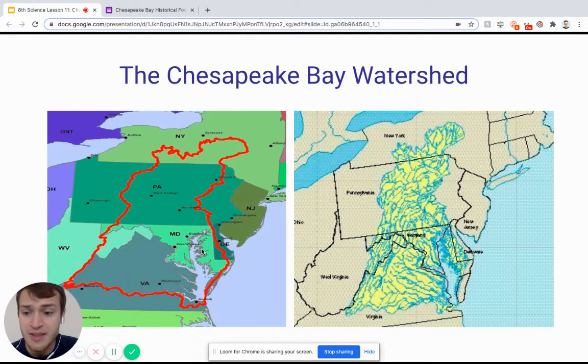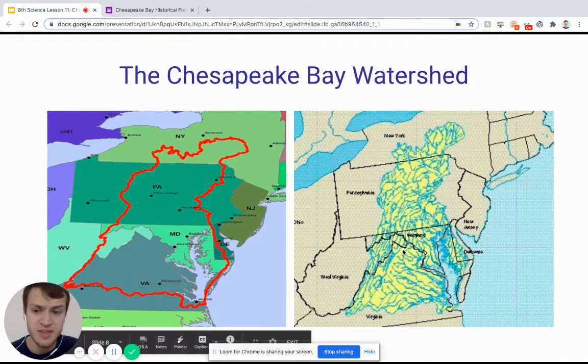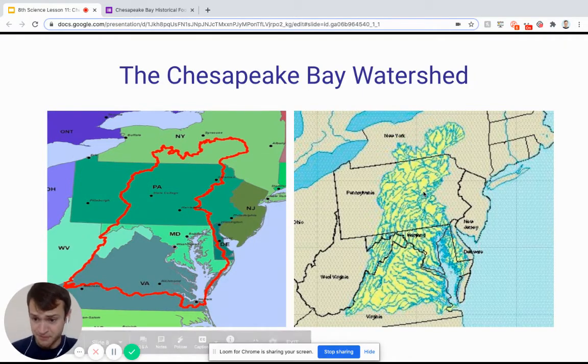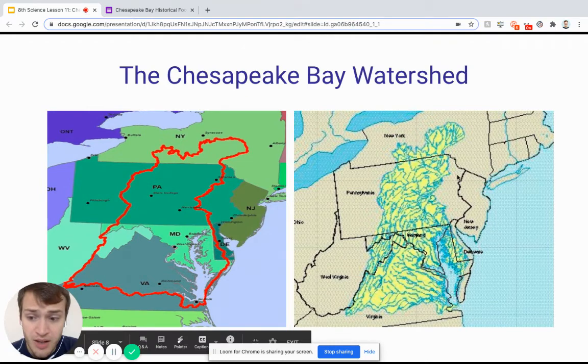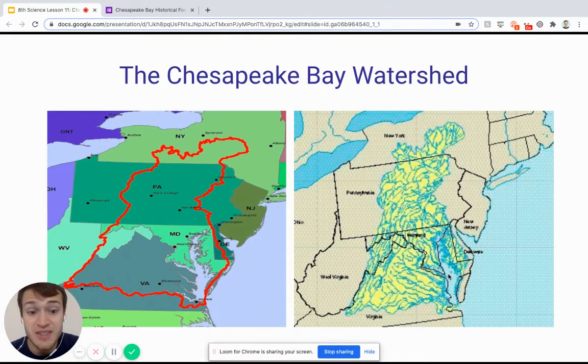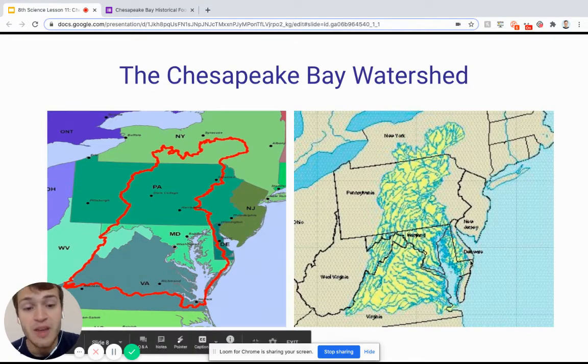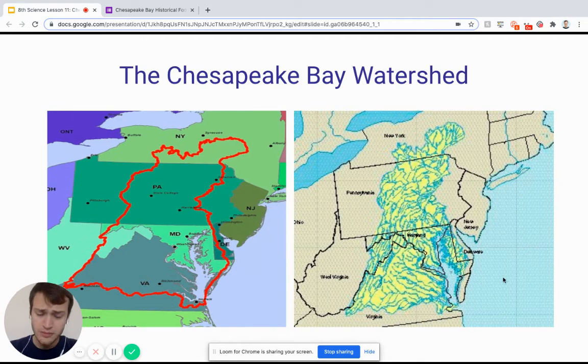And Chesapeake Bay gets its water from 2 places. First is the Chesapeake Bay watershed, which covers 6 different states. Huge watershed, which means that any rain that falls here has a pretty good chance of making it to the bay, to Chesapeake Bay. Chesapeake Bay also gets its salt water from the Atlantic Ocean.